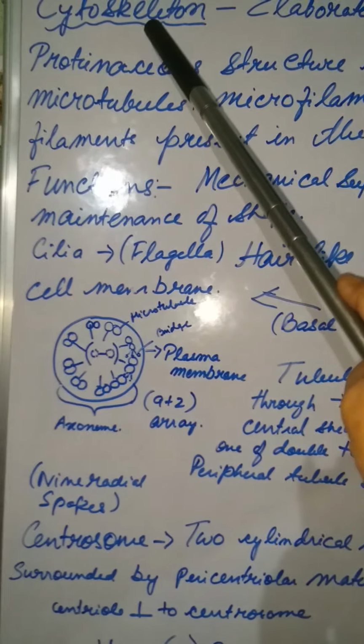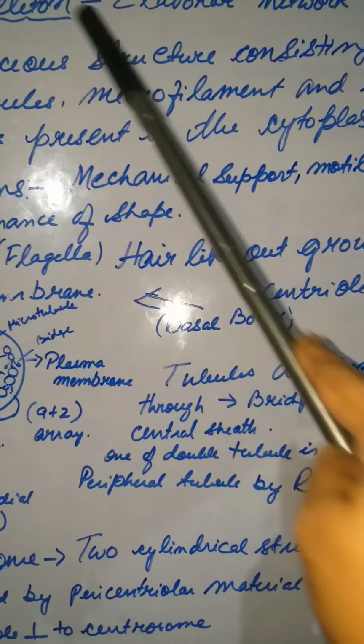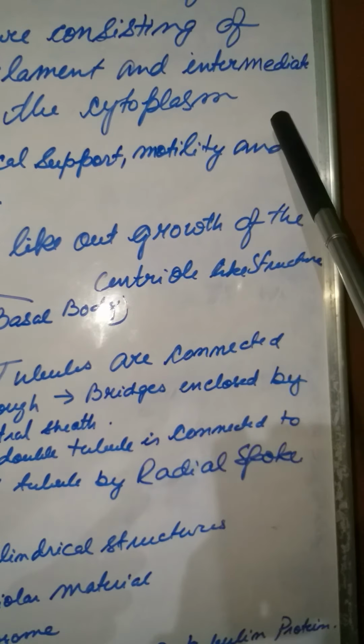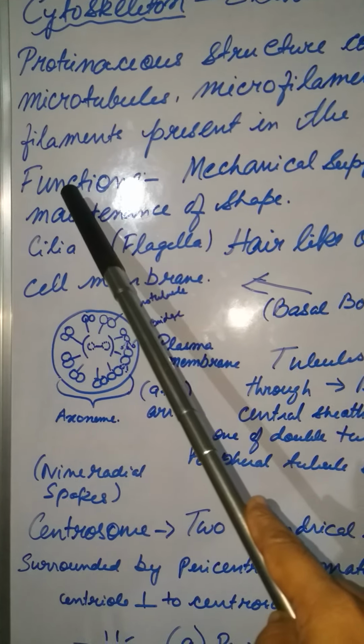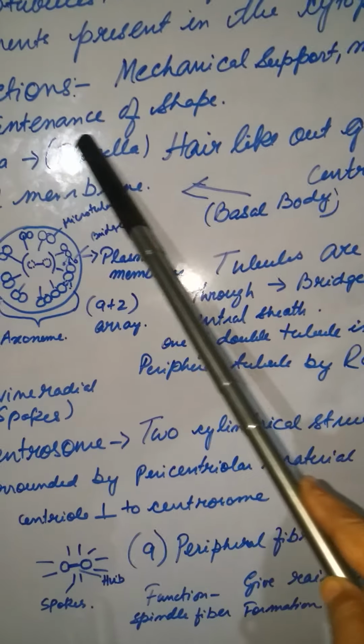Consisting of, see, what types of cytoskeleton? Microtubule is categorized under cytoskeleton, microfilament is again categorized under cytoskeleton, and the intermediate filament is present in the cytoplasm. So these are all like that. So what is the function? Basically, it gives mechanical support, mobility, and the maintenance of the shape.